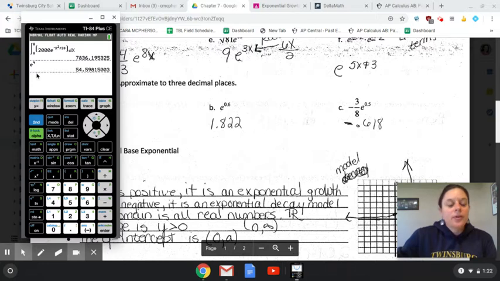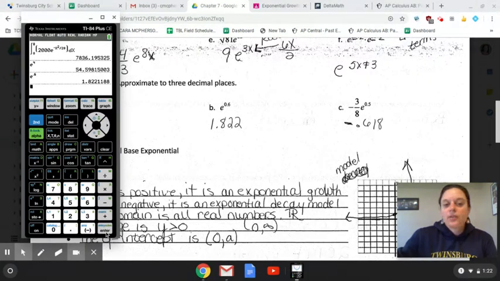There is one that I put on the Google form. I just wanted to make sure you knew where the button is. I did round it to 2 decimal places. For B here, I wanted to know what e to the 0.6 power is. So you do second, and then this button that has the LN on it, and you put 0.6 as the exponent. Again, you get a lot of decimals.